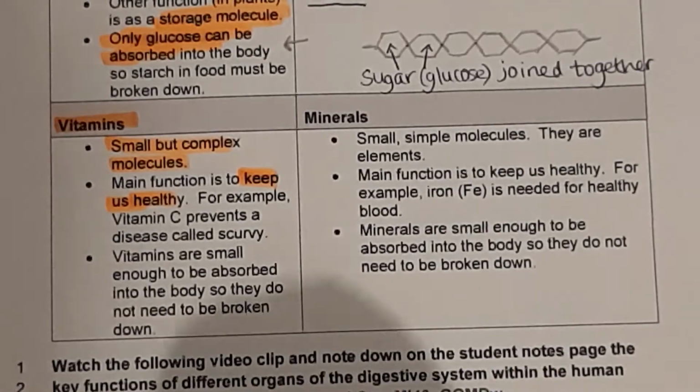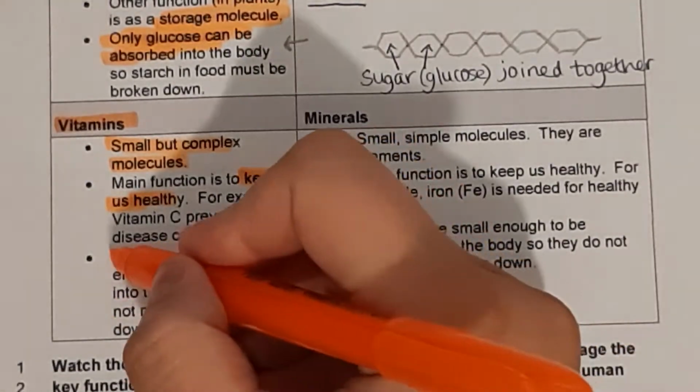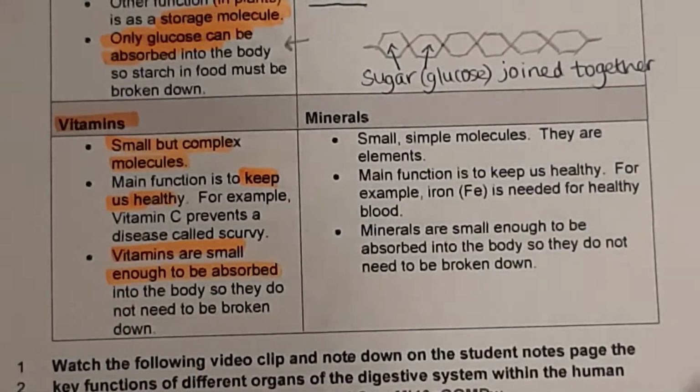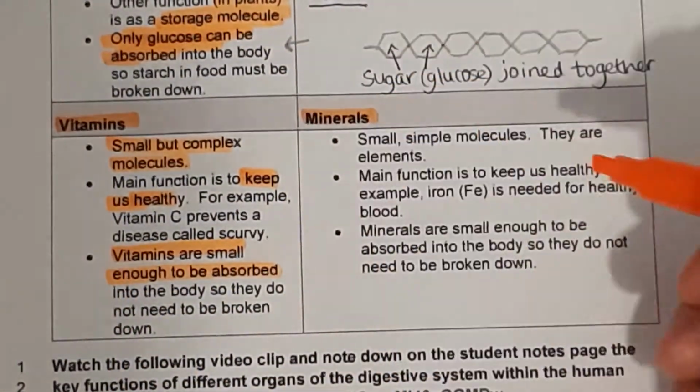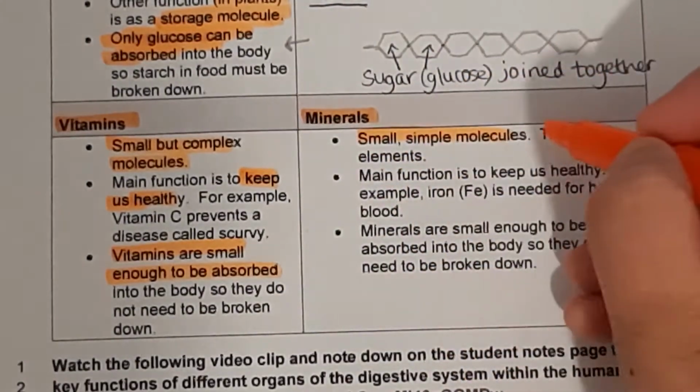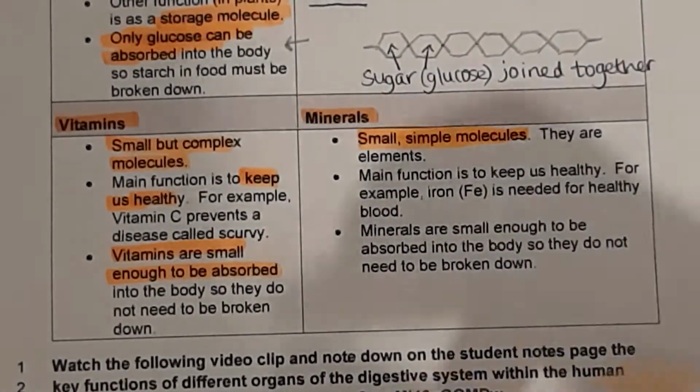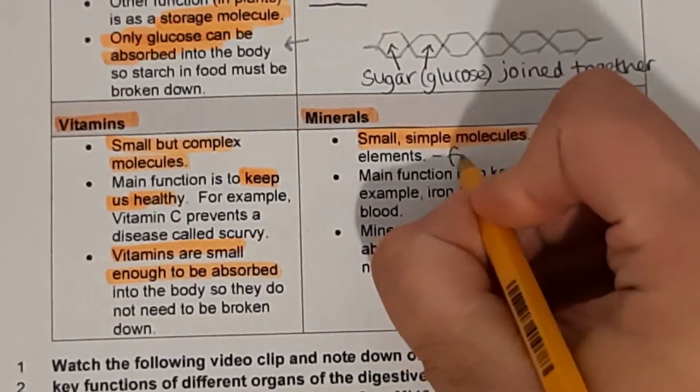Now, vitamin C is an example of a vitamin. It prevents something called scurvy, which is really important. It keeps your skin and hair and nails very healthy, as well as your teeth. Vitamins are very small. They can easily be absorbed, and they don't need to be broken down. Minerals, very similar to vitamins, are other small, simple molecules. They are elements. When we say elements, we mean from the periodic table.